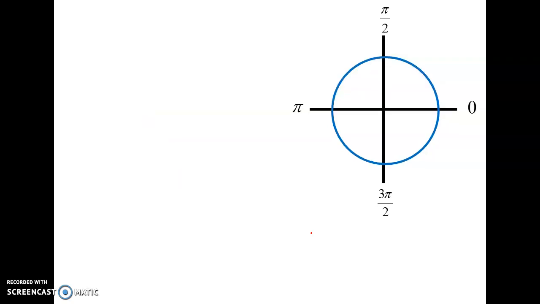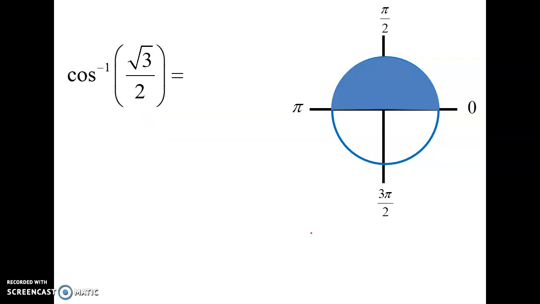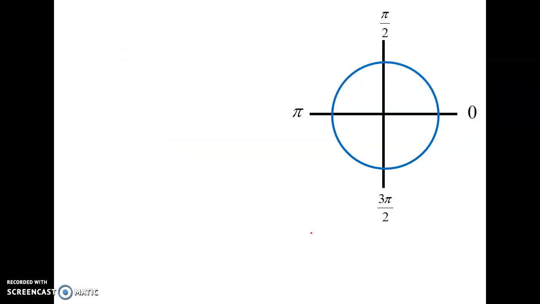Let's try another one. Again, you're looking at your unit circle. Where would you find the x value root 3 over 2? It has to be only on the top half of the unit circle. It can't be anywhere else. The x value is root 3 over 2 at pi over 6. Some of you might be saying, well, the x value is root 3 over 2 at 11 pi over 6. But 11 pi over 6 is not in the top half of the unit circle, so we don't use that one. We're just using between 0 and pi on the unit circle.